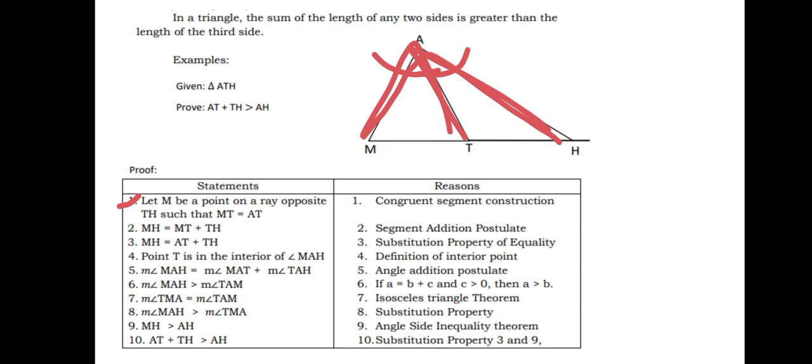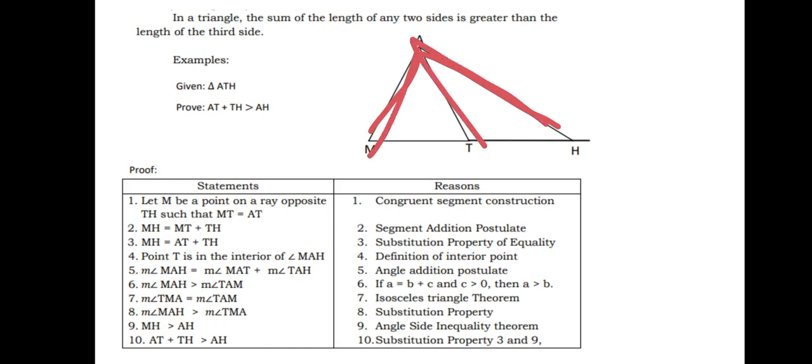Next is angle MAH. MAH is greater than TAM, which is also true because if A equals B plus C and C is greater than 0, then A is greater than B. Because in order to equal A, you must add C on B. So therefore, A is greater than B.